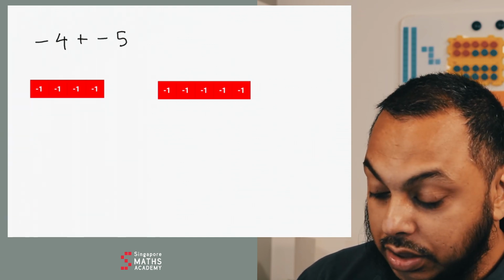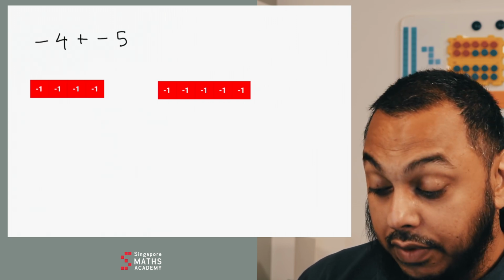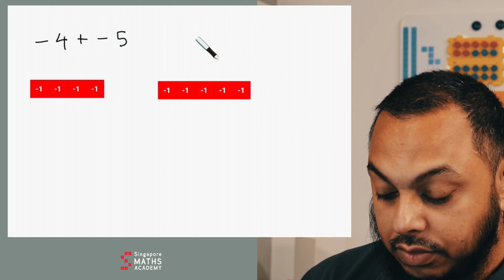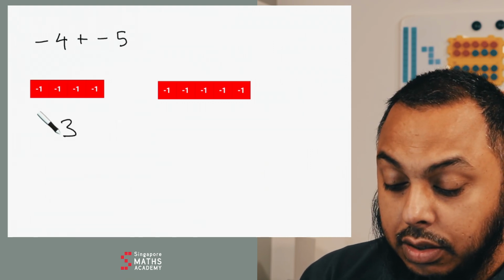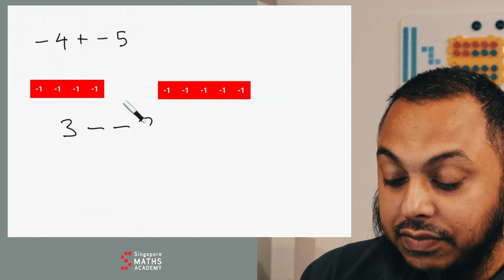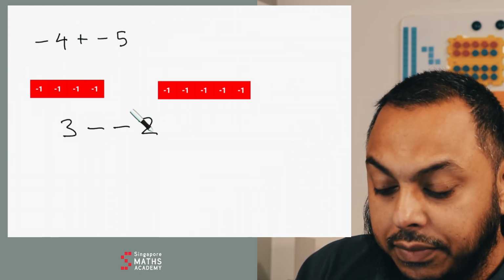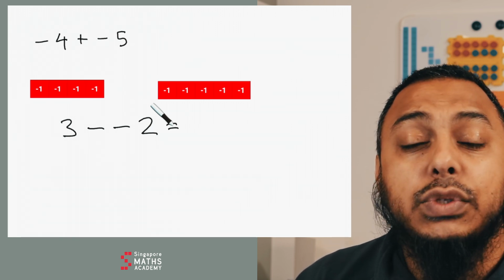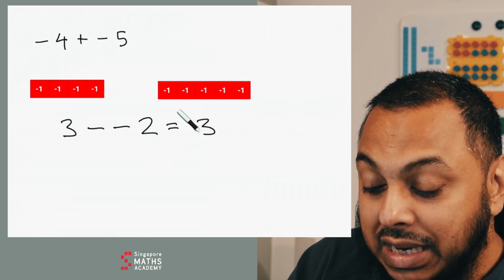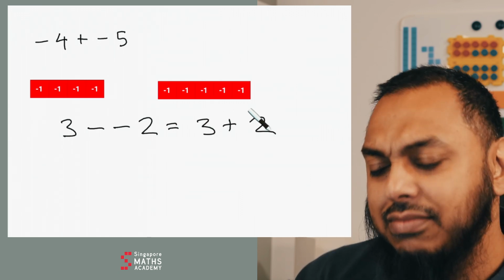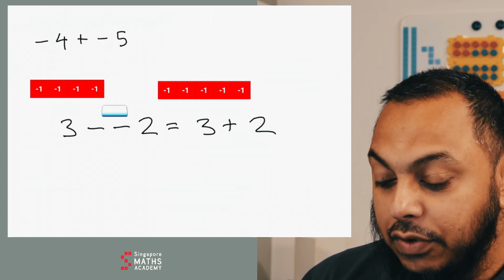What other questions can we cover in today's session? So let's have a look. We've also got something like 3 take away -2, which is always a problem for a lot of our students, right? 3 take away -2 just means 3 add 2. Why is that? A lot of us get confused here. So let's have a look.